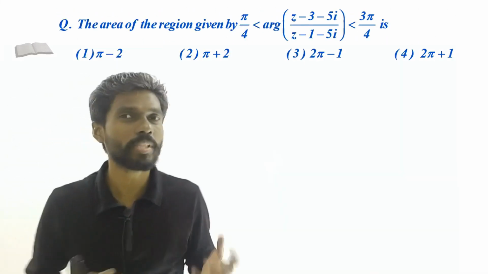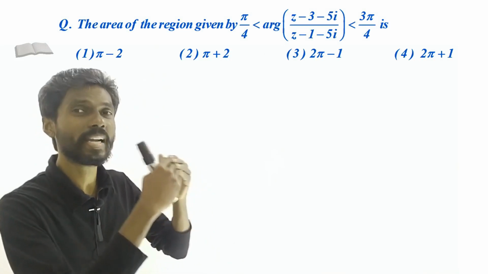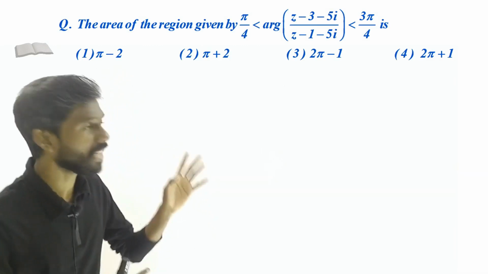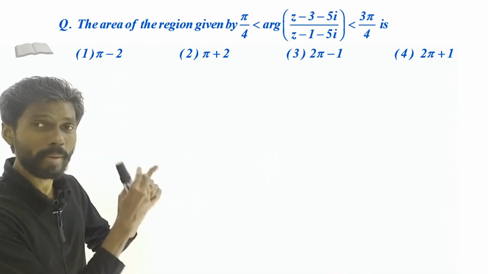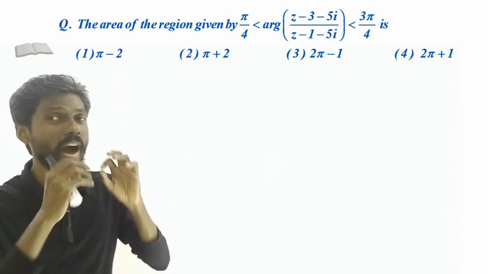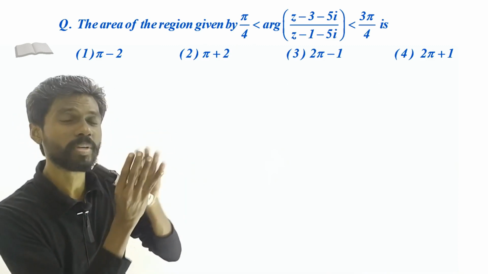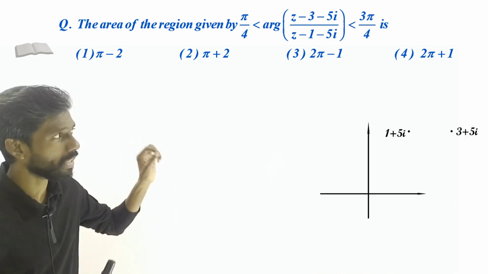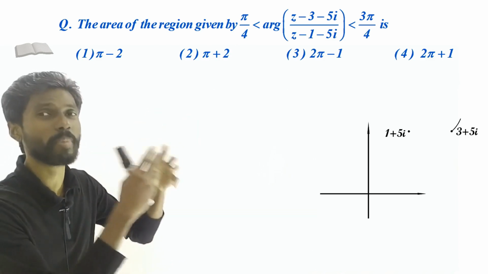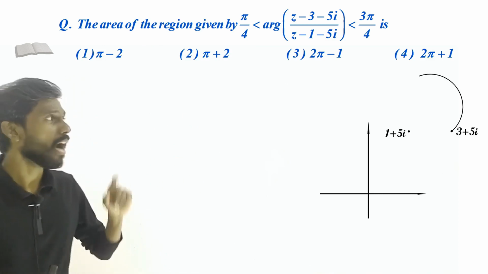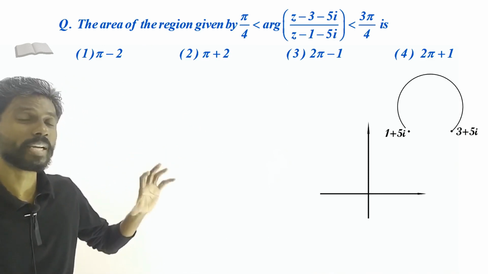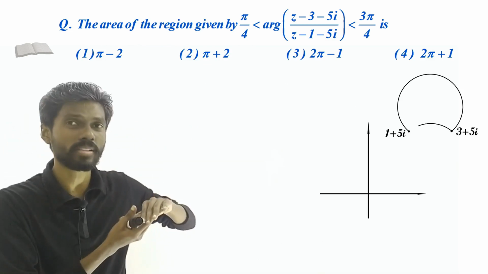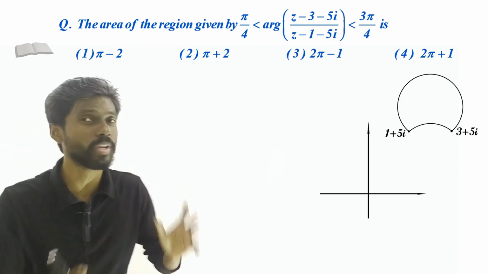So this question is also of the same form, argument of (z minus a) by (z minus b), right? But it is not an equation, it is an inequality. So less than 3 pi by 4 but greater than pi by 4. That means it is not just an arc, it is the region between these two arcs. So first of all, you can consider the angle 3 pi by 4: argument of (z minus a) by (z minus b) equal to 3 pi by 4. You can draw the arc. Similarly, argument of (z minus a) by (z minus b) equal to pi by 4. We can draw the arc. The region between these two arcs is what is given. The area of that region we have to find, right?